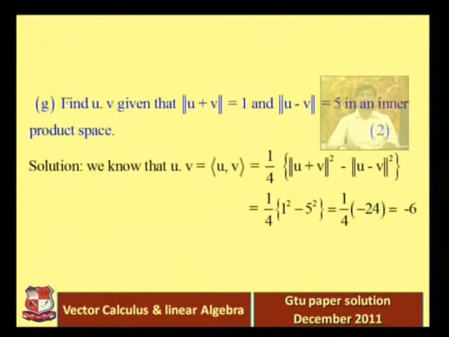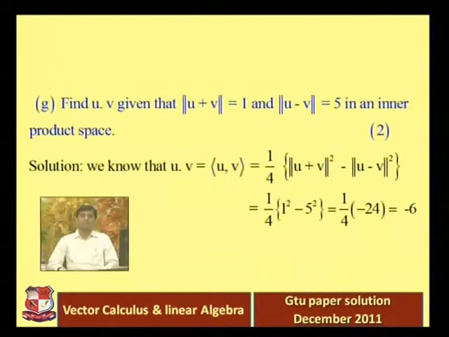So question number 1G, find u dot v, given that norm u plus v is equal to 1 and norm u minus v is equal to 5 in an inner product space, right? So we want to find the dot product of these two vectors u dot v, given that norm u plus v is 1 and norm u minus v is equal to 5 in an inner product space.